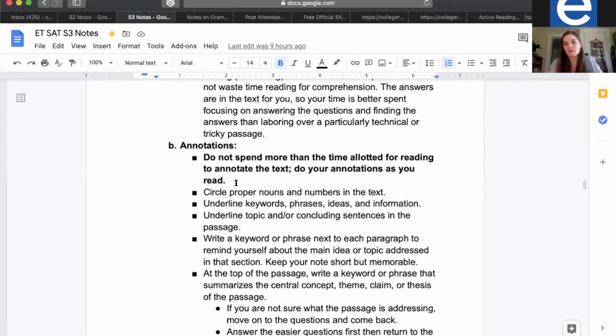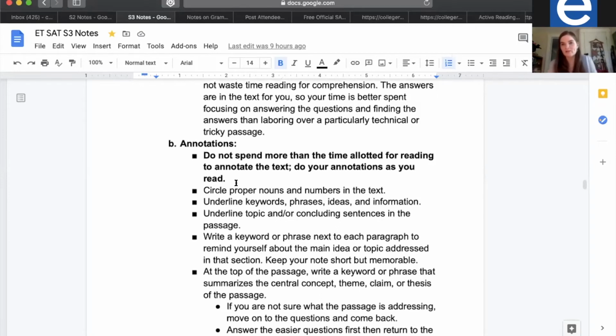You may not be answering everything. It depends on your score goals too. If you are trying to get a perfect score, then you do need to actually read everything more thoroughly. But if the schools that you're applying to are not requiring a perfect score, then you have some flexibility in terms of what you can do and how many questions you can answer.